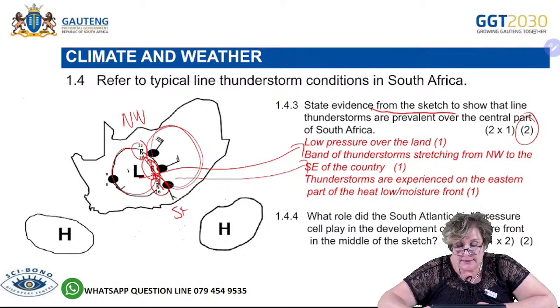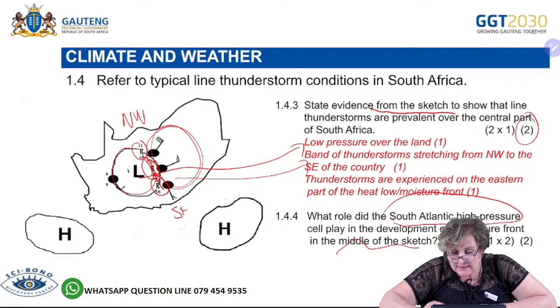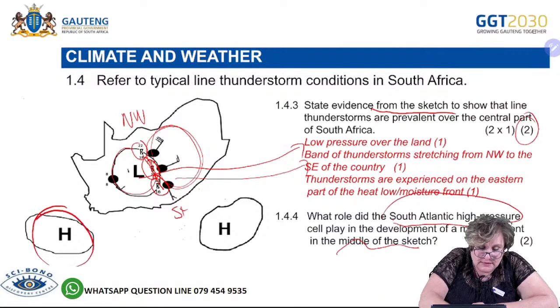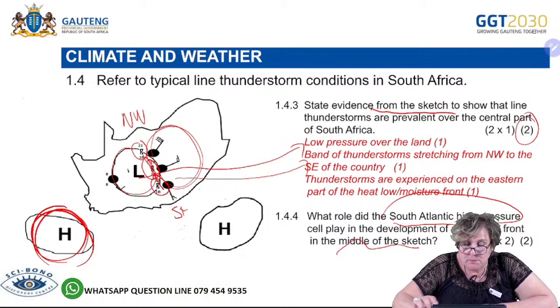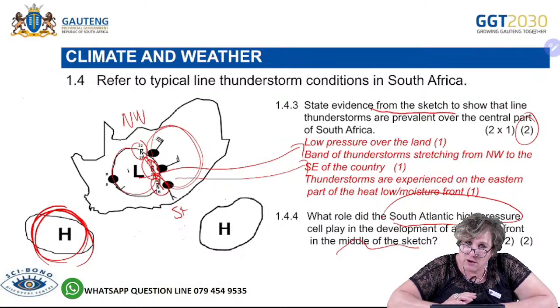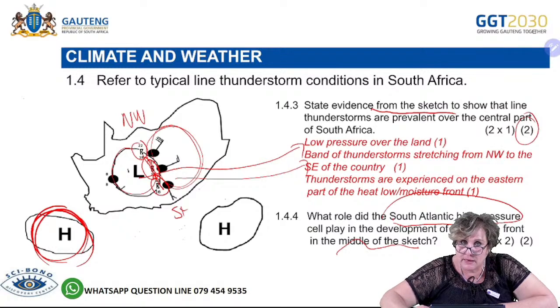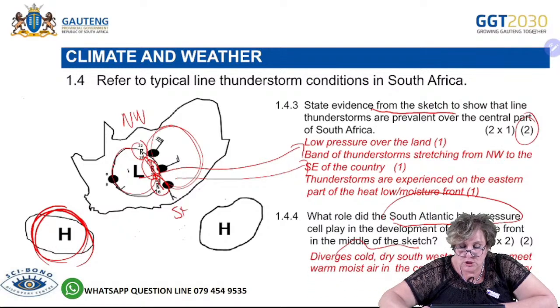What role did the South Atlantic high pressure cell play in the development of a moisture front in the middle of the sketch? How can the South Atlantic high pressure, so it's this one, what role does it play in the development of a moisture front? So here you have to explain it a little bit. Now it becomes a middle order question.